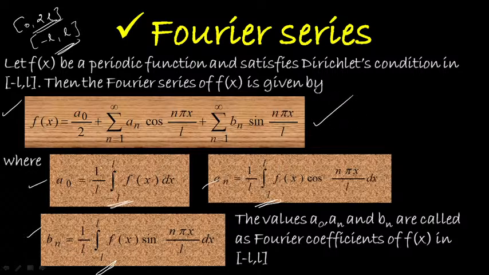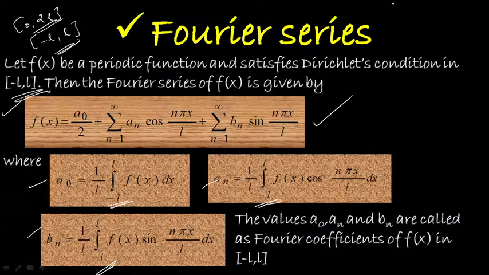For calculating a naught, 1 by L, instead of having 0 to 2L, here the interval is from minus L to L. So here you have to take minus L to L f of x dx. A n is equal to 1 by L integral minus L to L f of x cos n pi x divided by L dx, and bn is equal to 1 divided by L integral minus L to L f of x sin n pi x divided by L dx.